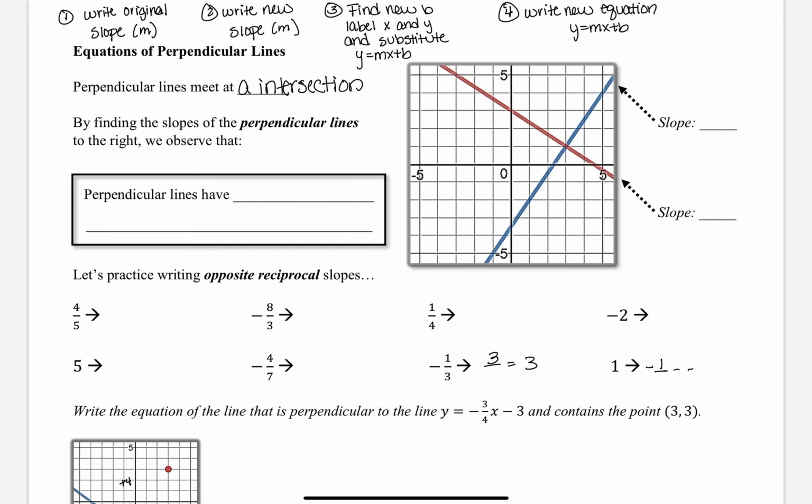Okay, so today we're going to talk about perpendicular lines and writing their equations. First and foremost, it's four steps. One, write your original slope. Two, write your new one. Three, we're going to find a new b by labeling our x and y, and we're going to substitute. And four, we're going to write our new equation.